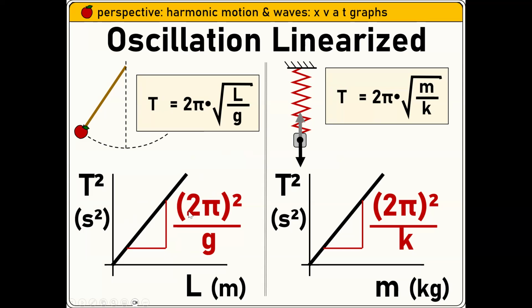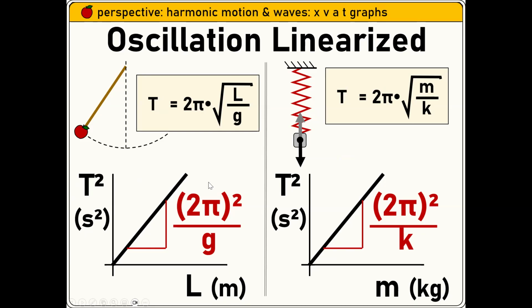You could also take this 2 pi quantity squared and combine it in the axis. Could I do 2 pi quantity squared times T squared and just throw that all in the axis? And then if I did that, now the slope would be what?